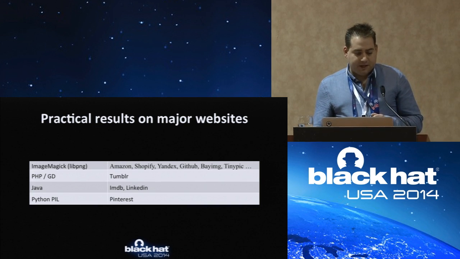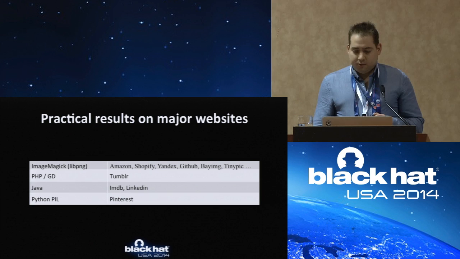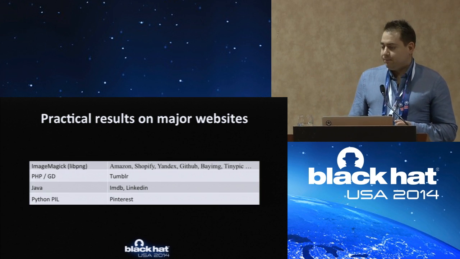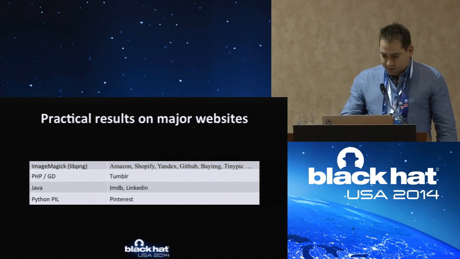Tumblr uses PHP and the GD library. IMDb and LinkedIn use Java. And Pinterest uses the Python Imaging Library. So you can get some good results.